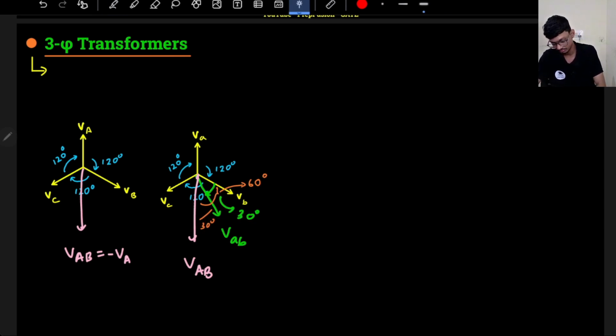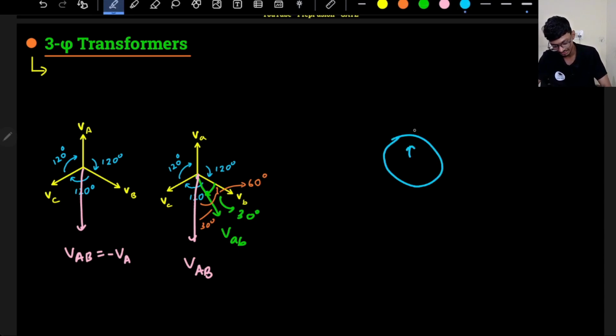So if my HV is at 12 o'clock, ignore my drawing. HV is at 12 o'clock, so will it lag? No, sorry, I'm not going in the clockwise direction, I'm going in the anti-clockwise direction. As I'm moving in the anti-clockwise direction, that means my LV voltage leads by 30 degrees.